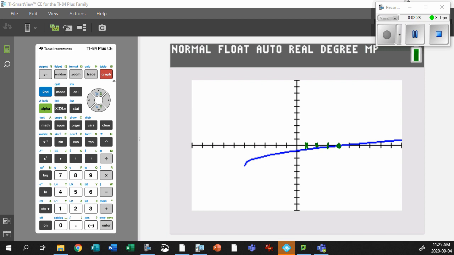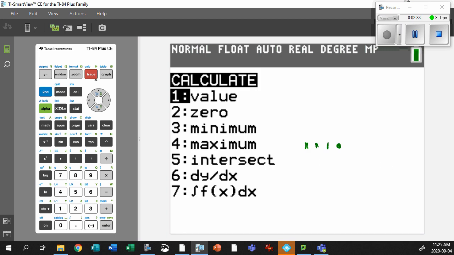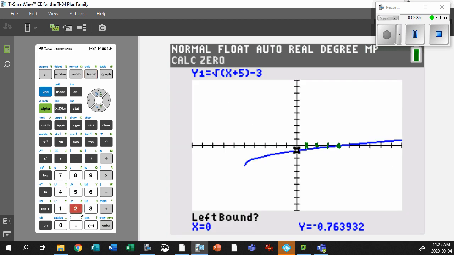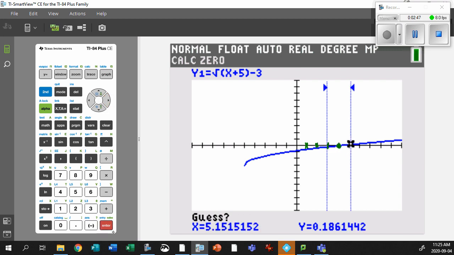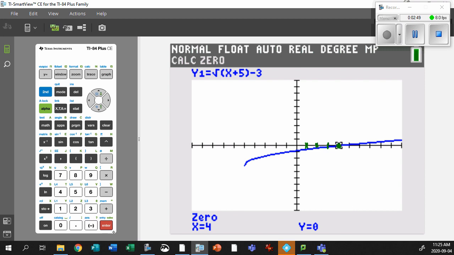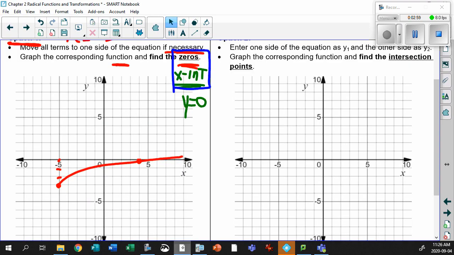Well, here's a great way of checking your algebra. Second calc. Find the 0. Do you remember how to find the 0? Left bound, right bound. Yes, get kind of close to this thing, as close as you can. There's the left bound, and there's your right bound there. Hit enter, guess, and sure enough, look, there's your actual answer that we proved, x equals 4 algebraically. Great. Awesome.